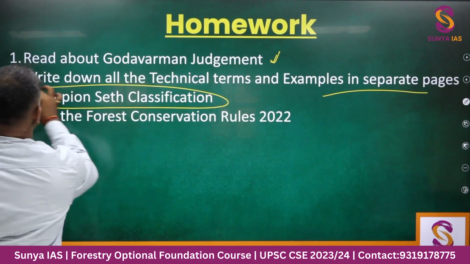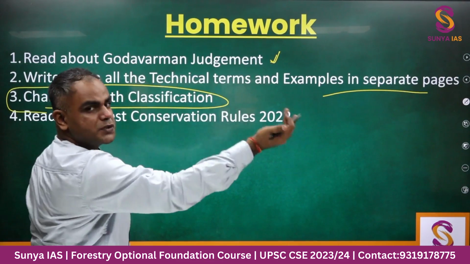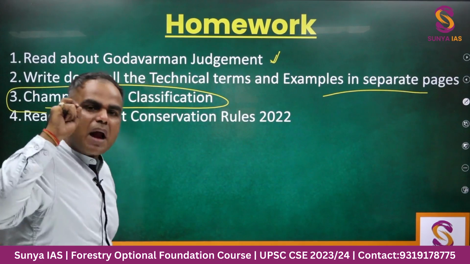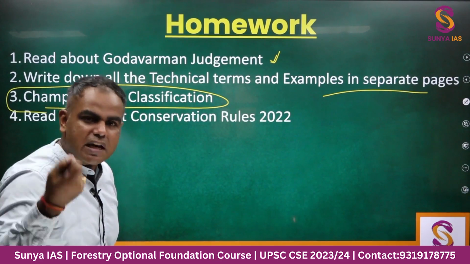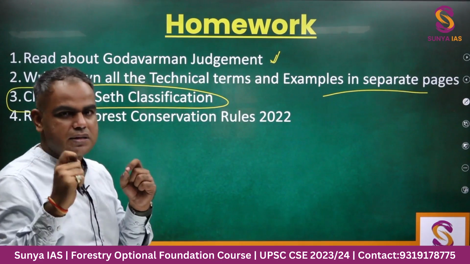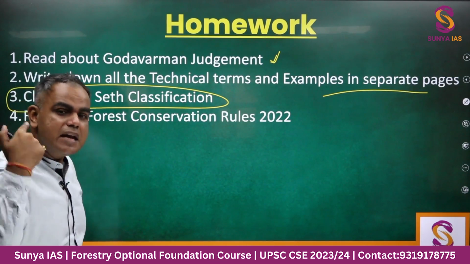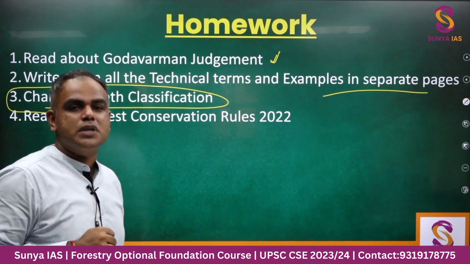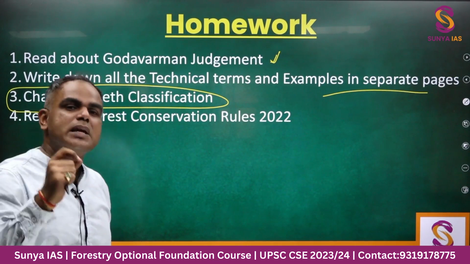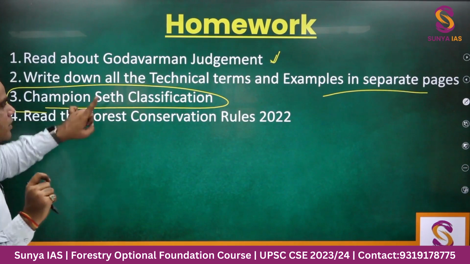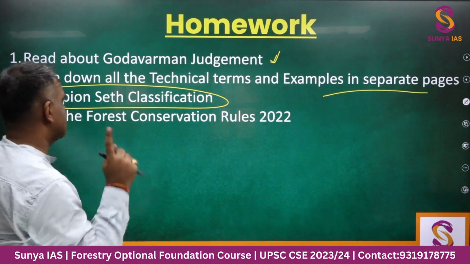Champion and Seth classification. First, the 5 broad groups, and within that, the 16. Practice it 2 or 3 times. It takes some time to get it into your nerves. Then it becomes easy. Do this, and I can ask anybody of you in your Zoom sessions to do it or tell it to me exactly. So do it, not just because I'm asking you to, but for yourself.